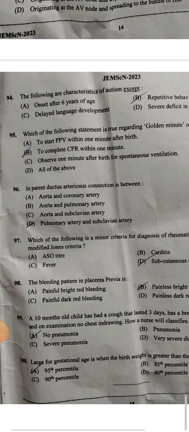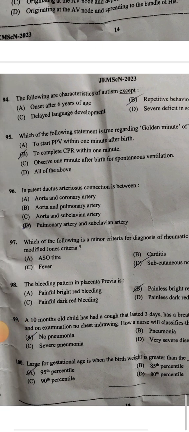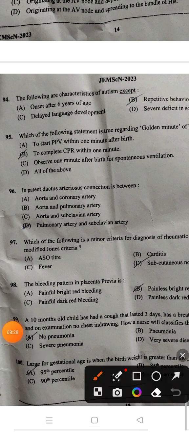Question number 95. Which of the following statements is true regarding the golden minute of birth? Option A, to start positive pressure ventilation within 1 minute after birth, option B, to complete CPR within 1 minute, option C, observe 1 minute after birth for spontaneous ventilation, option D, all of the above. The correct answer is option A, to start positive pressure ventilation within 1 minute after birth.